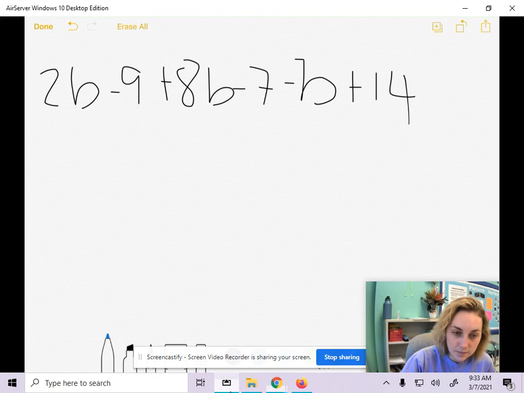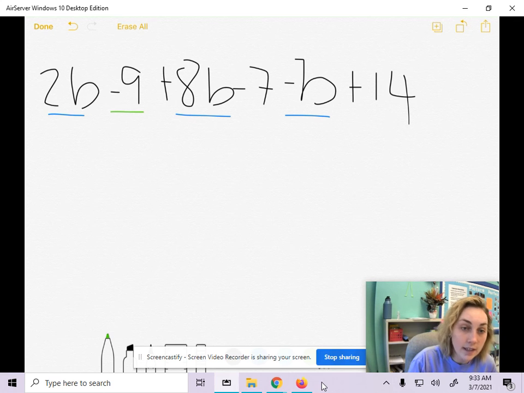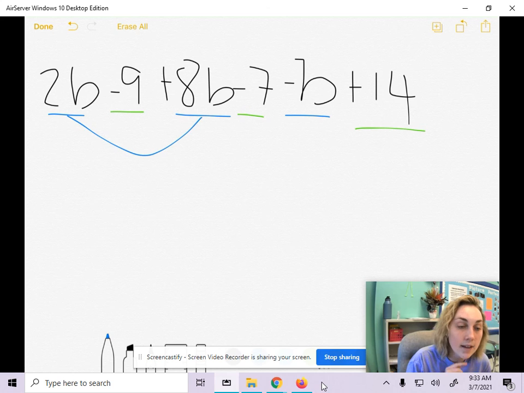All right, so again, we need to identify all of our like terms. We have 2b and 8b are like terms. And then negative b is a like term. And then our other like terms are negative 9, negative 7, and plus 14. Okay, so I'm going to combine 2b, and I'm going to add that by 8b first. Okay, so 2b plus 8b is going to give us 10b.